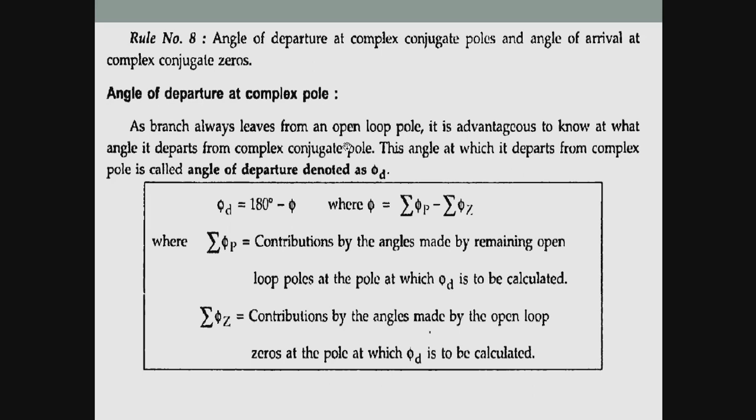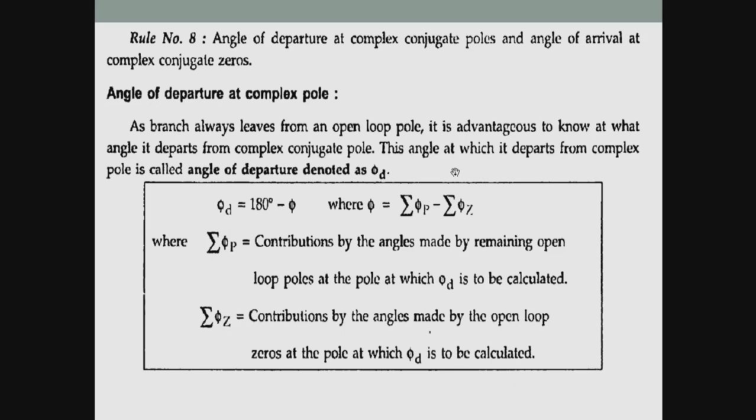So what is next is rule number 8. Yes, it is the angle of departure at complex conjugate poles and angle of arrival at complex conjugate zeros. These are calculated only when we come across complex conjugate poles and complex conjugate zeros. So we have to calculate this angle of departure and angle of arrival of complex conjugate poles and zeros.